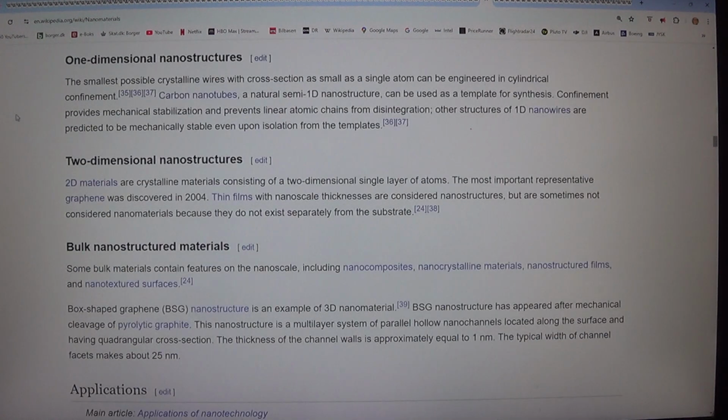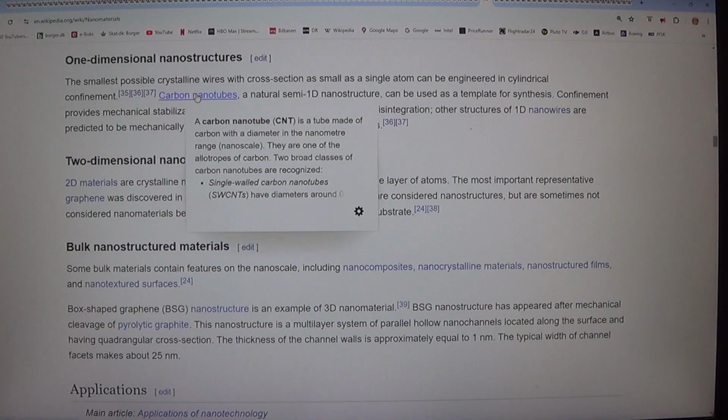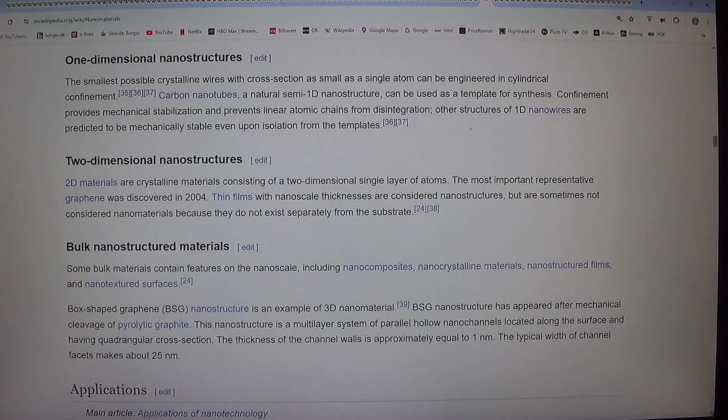One-dimensional nanostructures. The smallest possible crystalline wires with cross-section as small as a single atom can be engineered in cylindrical confinement. Carbon nanotubes, a natural semi-1D nanostructure, can be used as a template for synthesis. Confinement provides mechanical stabilization and prevents linear atomic chains from disintegration. Other structures of 1D nanowires are predicted to be mechanically stable even upon isolation from the templates.